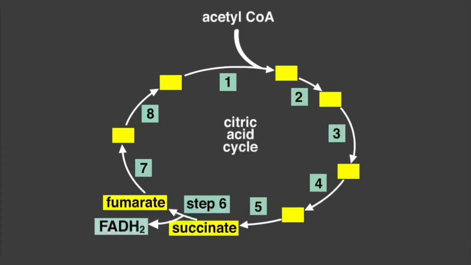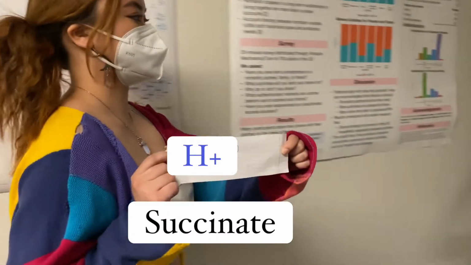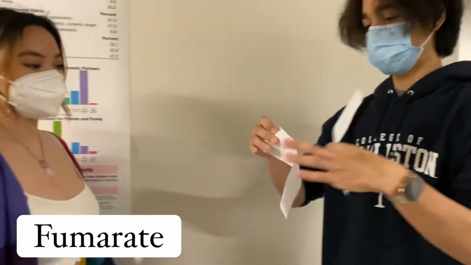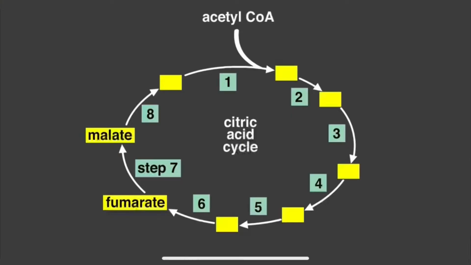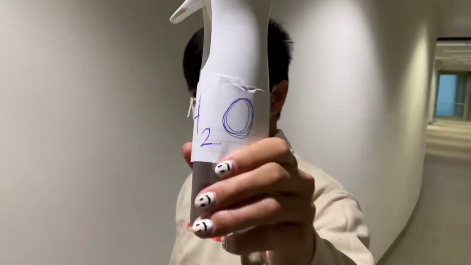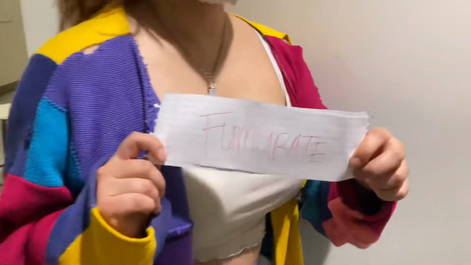In this next step, I turn into fumarate, forming FADH2. Hydrogen atoms are stripped off of me and donated to FAD, my friend, forming FADH2. This process turns me into fumarate. This next step, I turn into malate. In this part of the citric acid cycle, I combine with H2O, or water, to form malate.